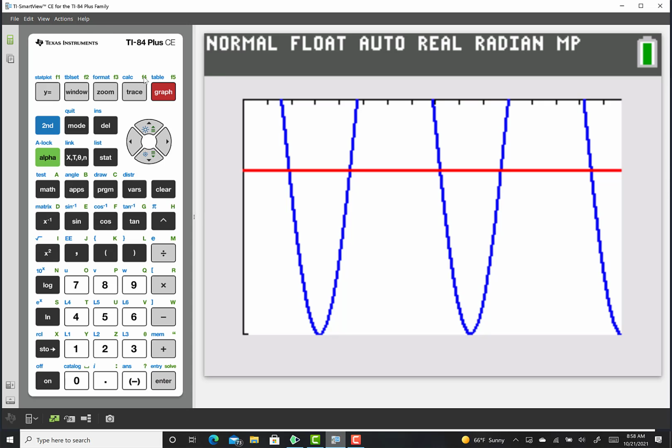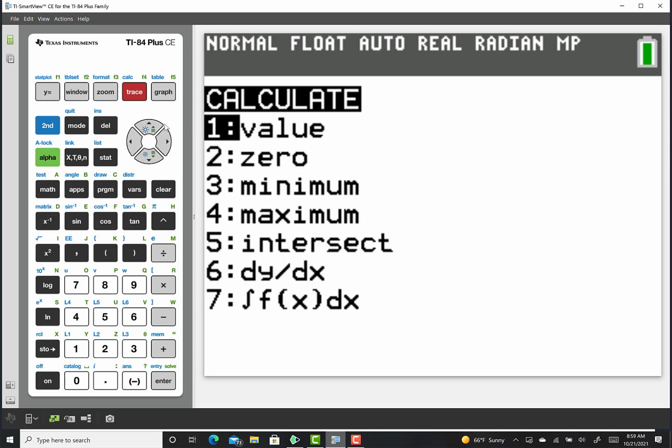So you see in blue, at least on this one, it says CALC. That stands for calculate. So any type of machine has something like this. So it's a machine. I want to calculate something. So I'm going to go second, calculate. And here are my options that this calculator can do. Which one looks like it will be most interesting to me? The one that says intersect.